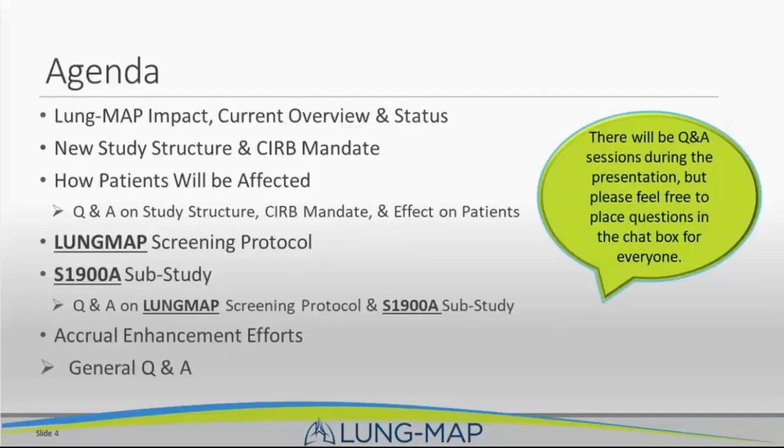So today we'll start with an overview of the Lung Map impact and current status. We'll talk about the new study structure, the CIRB mandate, and how patients will be affected. Then we'll have a Q&A about what we've discussed so far. Next we'll review the Lung Map screening protocol and S1900A sub-study, followed by another Q&A. And finally, we will briefly cover accrual enhancement efforts and have a general Q&A at the end.